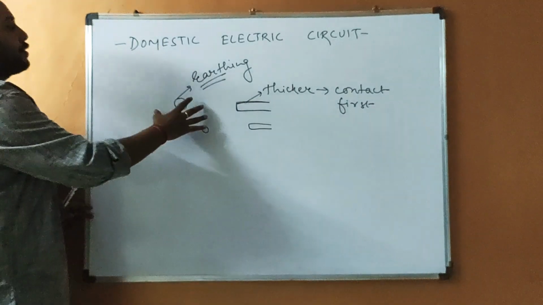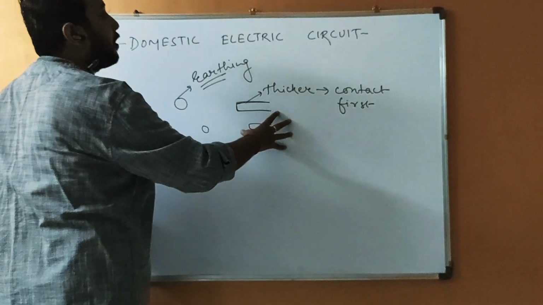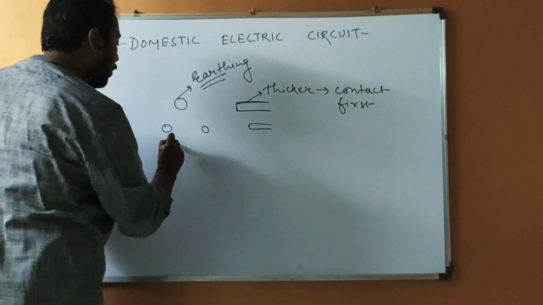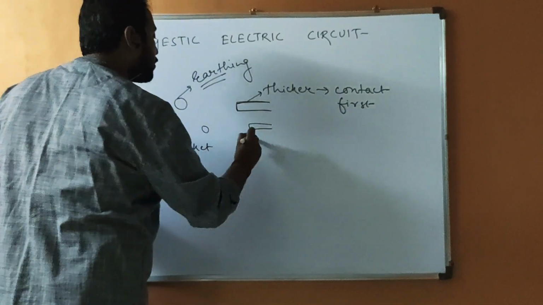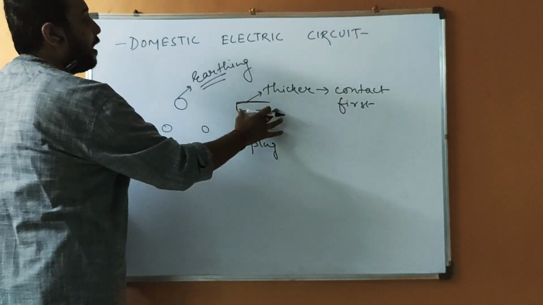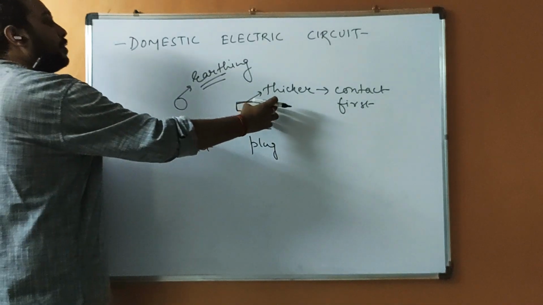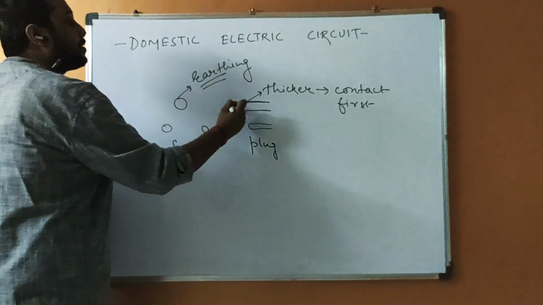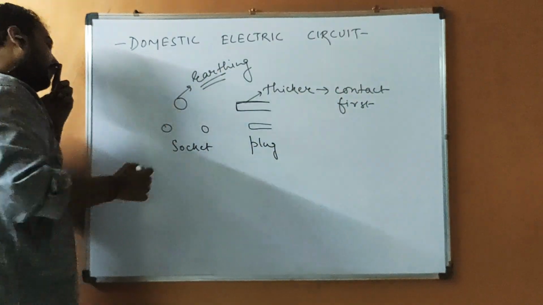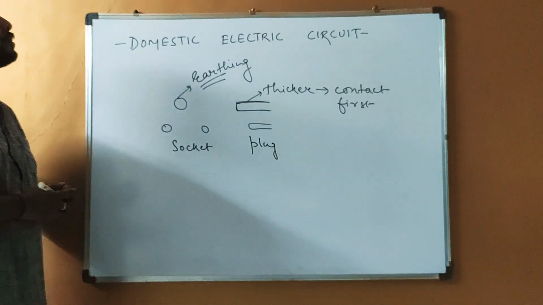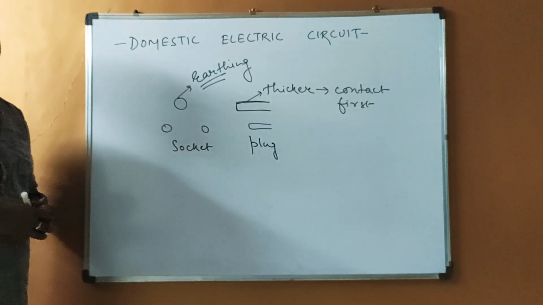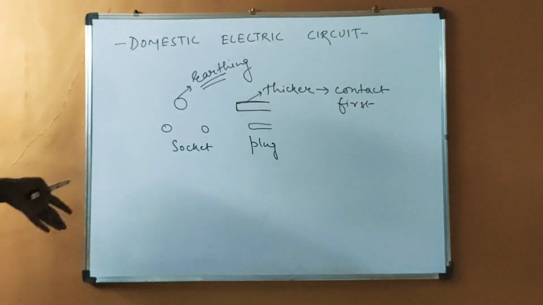Understood? Again I am repeating this. This is called a 3-pin socket, and this is called a plug. Two pins are there, one behind the other; this is the upper one, this is the bottom one. If I put this plug into the socket, this thicker and larger pin will come into contact first with the earthing point, and if there is any leakage of charge or current, that leakage will flow back into the earth and the person will not get an electric shock.